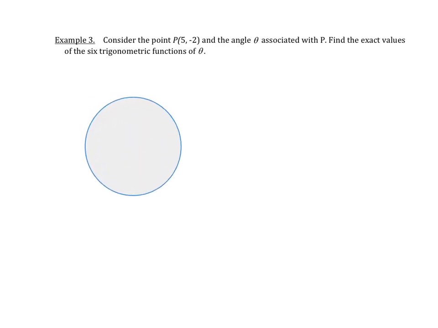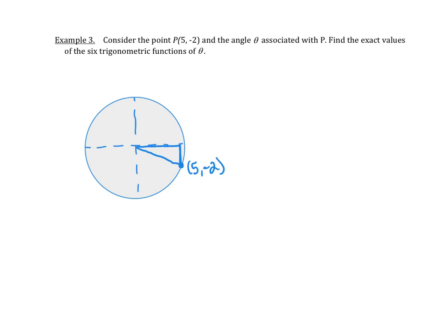Well, the first thing that I realize is that this is definitely not on the unit circle because I have an x-coordinate of 5 and a y-coordinate of negative 2. Now, I don't even know what the radius of the circle is, but I'm going to put the point about right here. I just wanted the x-coordinate to be bigger than the y-coordinate. And I'm going to draw my triangle there.